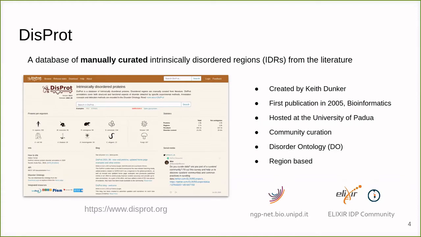There are up to 40, 50 people every round, coming from the community built on the NGPNet cost action 4 years ago, which is now also supported by the Elixir IDP community, which provides annotation for new targets. In the case of CAFA, we restricted the curators to only 3 expert curators, and they were enrolled to generate disorder function annotation for the CAFA targets.